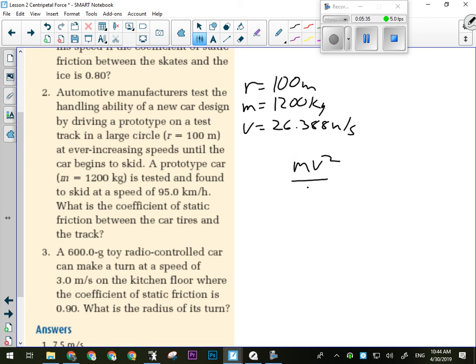So I've got mv squared over r, my FC, equals mu times the normal force, which is equal to mg. So I'm just looking for mu here. M will cancel, and I've got v squared over rg. Now, what do you notice about that? Does that same manipulation show up anywhere else? V squared over rg?